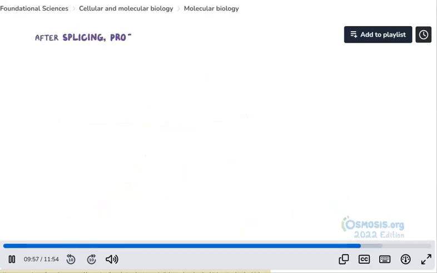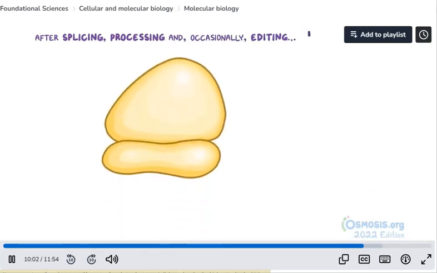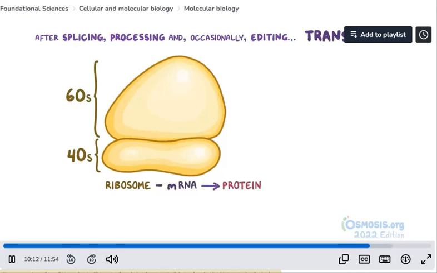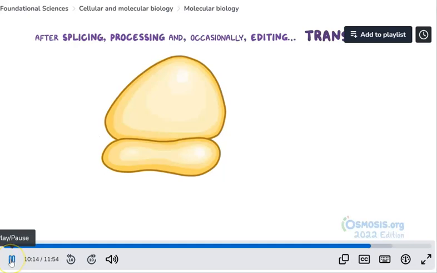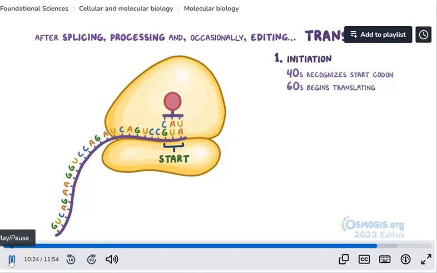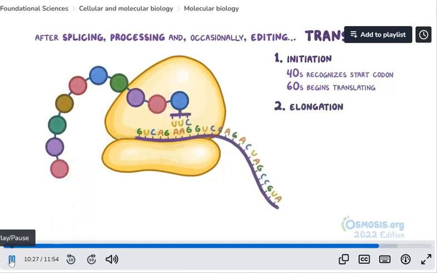So, after splicing, processing, and occasionally editing, mRNA is finally safe in the cytoplasm, ready to be translated by a ribosome into a protein. The ribosome has two subunits called 40S and 60S, which work together to translate mRNA into a protein. Translation is divided into three main stages. There's initiation, which is where the 40S subunit of the ribosome recognizes the start codon and summons the 60S subunit to begin translating. There's elongation, which is where both subunits translate the codons into an amino acid sequence that makes up the primary structure of the protein.